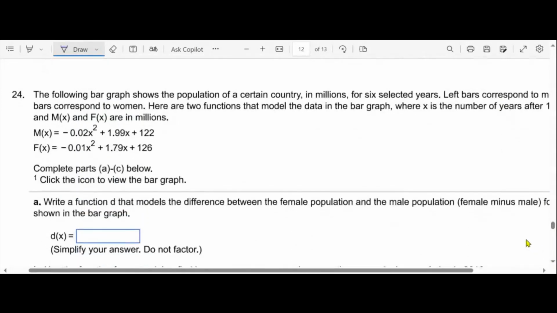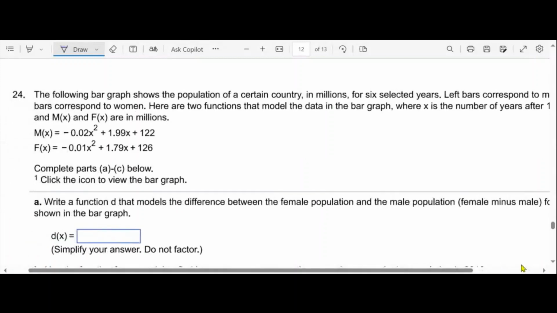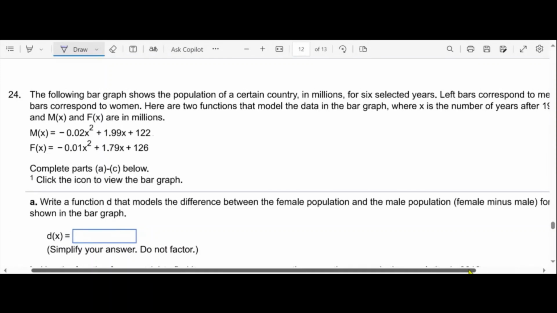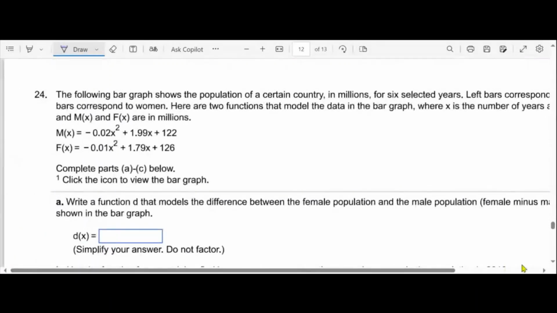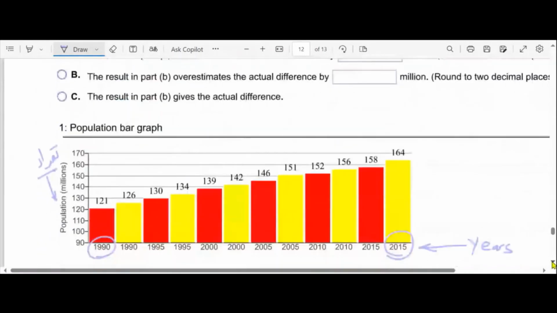Okay, the following bar graph shows the population of a certain country in millions for 6 selected years. Left bars correspond to men, bars correspond to women. Here are two functions that model the data in the bar graph, where x is the number of years after 1990, and M(x) and F(x) are in millions. M(x) equals minus 0.02 x squared plus 1.99 x plus 122. F(x) equals 0.01 x squared plus 1.79 x plus 126. What is M represent? Male, right? And F is the female? Yes. Okay, so let's see what is going on here.